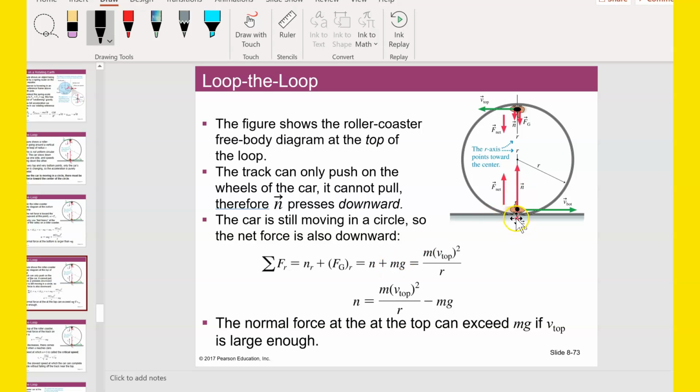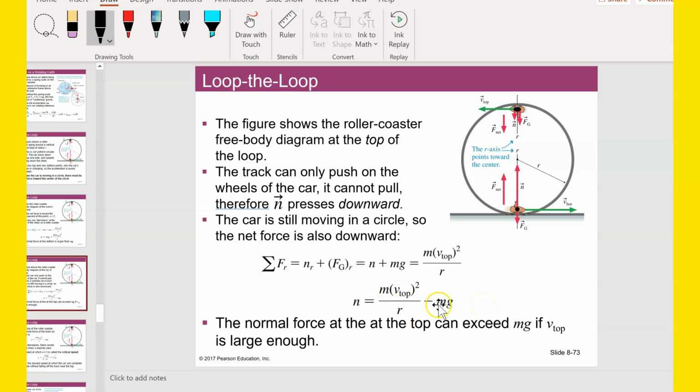Like down here, gravity points toward the center of the Earth. The center of the Earth is away from the center of the circle, so gravity has a negative value. But up here, gravity still points toward the center of the Earth, but now the center of the Earth is toward the center of the circle, so gravity has a positive value. So the normal force plus mg equals mv squared over r. Subtract mg from both sides, and now the normal force equals mv squared over r minus gravity.